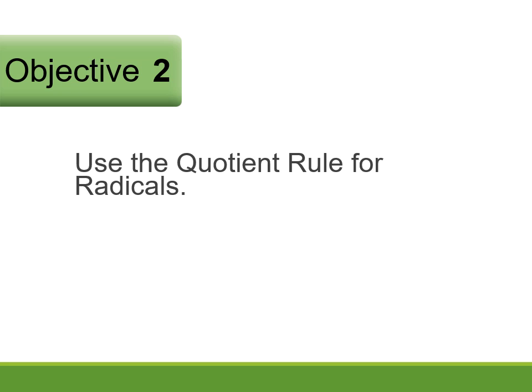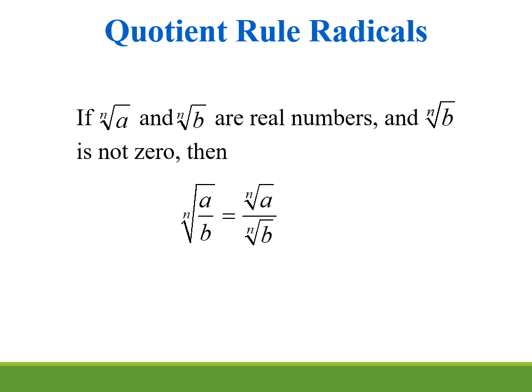Next, we have the quotient rule for radicals. The quotient rule for radicals is if you have a division underneath the radical, you can separate it. So instead of having the nth root of a divided by b, it can become the nth root of a divided by the nth root of b. And the reason why you would want this is because sometimes you can simplify either the numerator or the denominator.